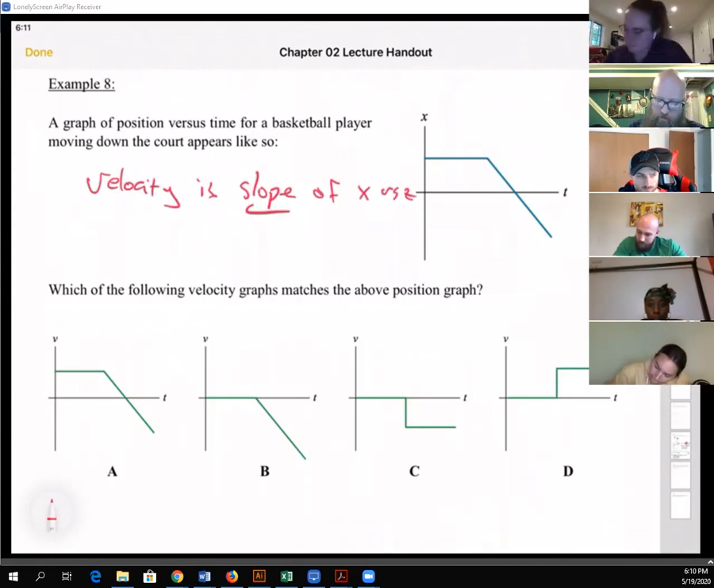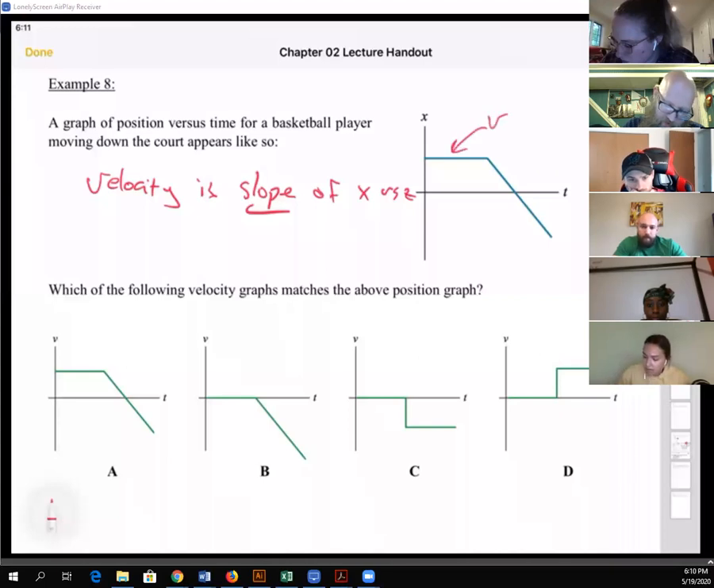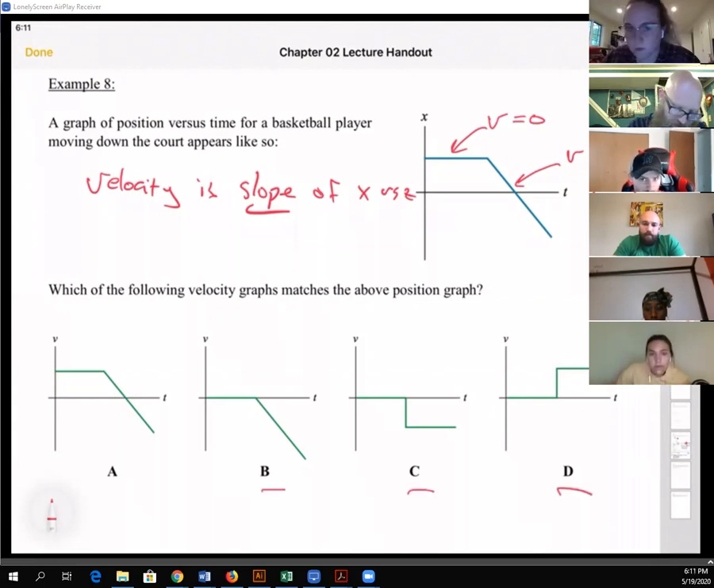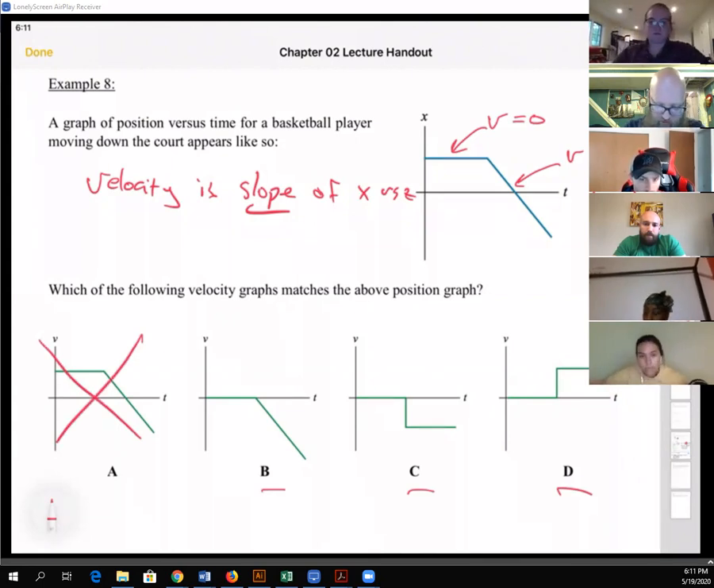Okay. So if position isn't changing, velocity is 0, right? So in this region, v equals 0. In this region, v is constant and negative. So I'm looking for one of these that is 0 at the beginning. So that's these three, right? Because this one starts with a positive velocity, and that's not what this plot does. So it's got to be B, C, or D.